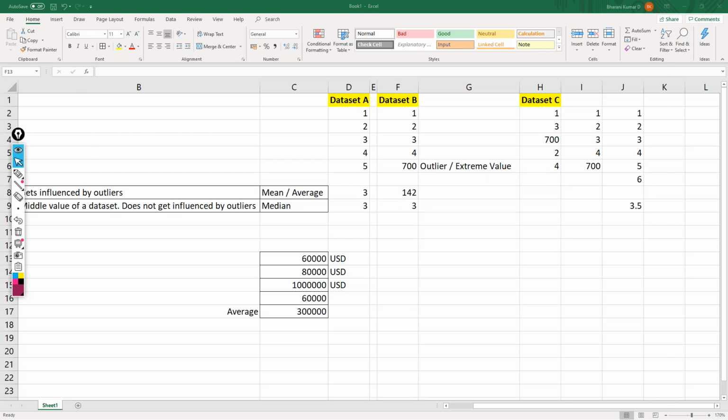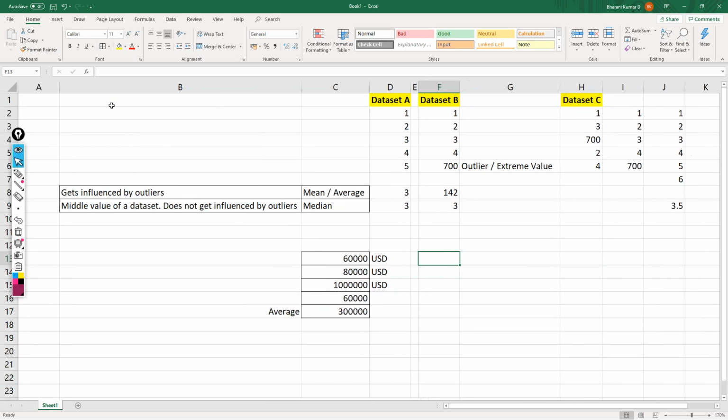What is the first moment business decision? What is the first thing that you need to do? Calculate the average. Yeah, exactly. Why? Because we are now data scientists, right? We need to analyze the data in a structured manner. You agree with that? Then what is a structured approach? First, you proceed with the first moment business decision.